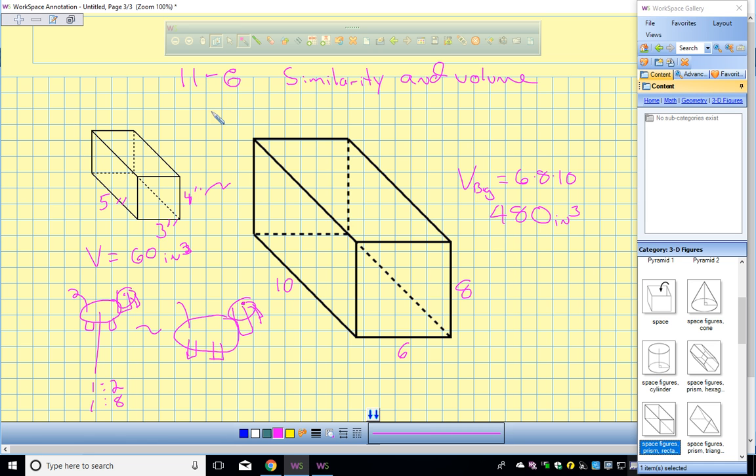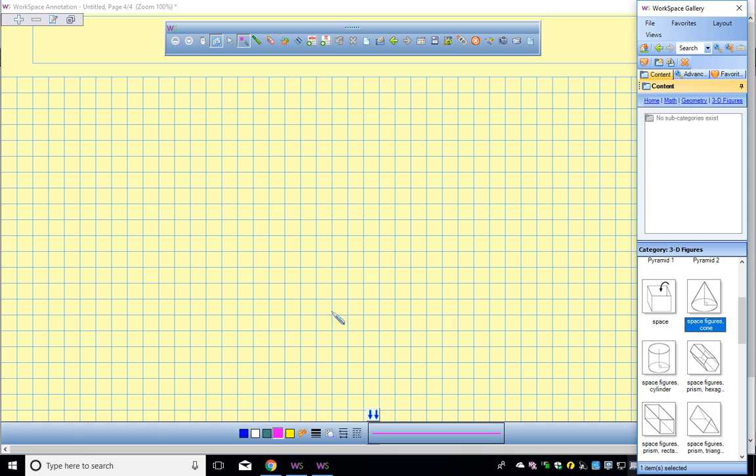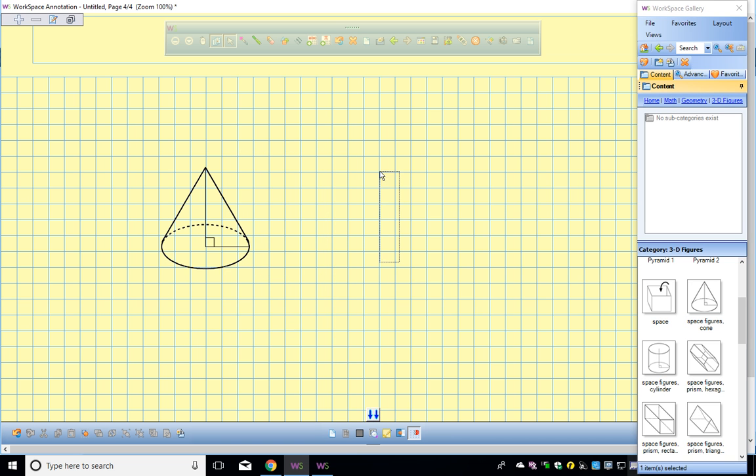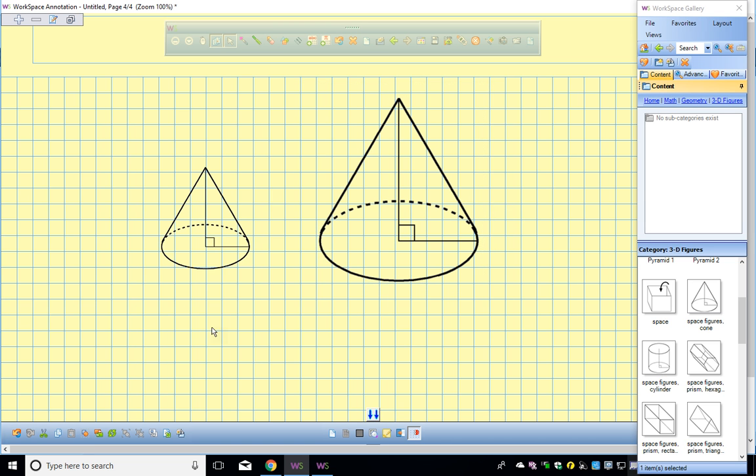That's that problem. Let's do one with cones. So say I have 2 cones. Here's a small cone. There's a big cone. That's not a cone. Let's try that again. There's a bigger cone. Say this has a radius of 2, and this is 5, and say these cones are similar. Oh, how am I going to do this?